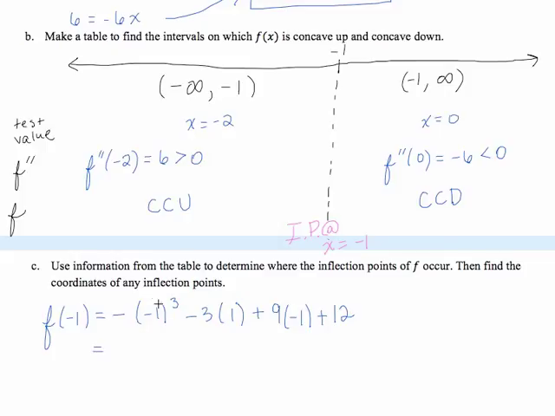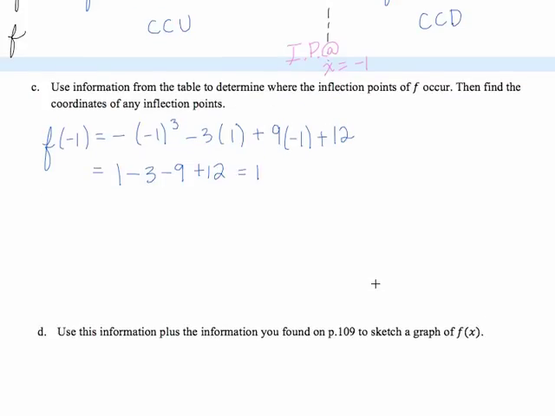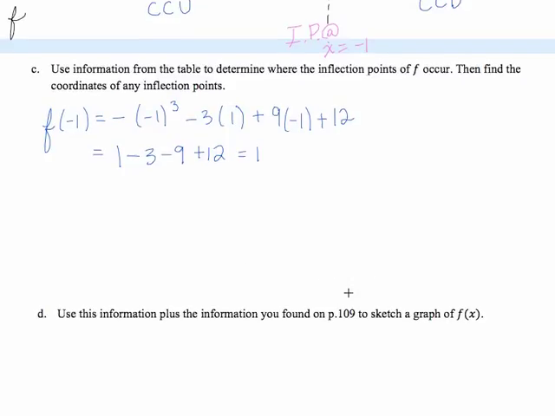So let's see, negative 1 cubed is negative 1, the negative of negative 1 is positive 1, then we have minus 3, minus 9, plus 12. 1 minus 3 is negative 2, minus 9 is negative 11, plus 12 is 1. And then you can put this information together with what was found in a previous video to sketch a graph of the function.